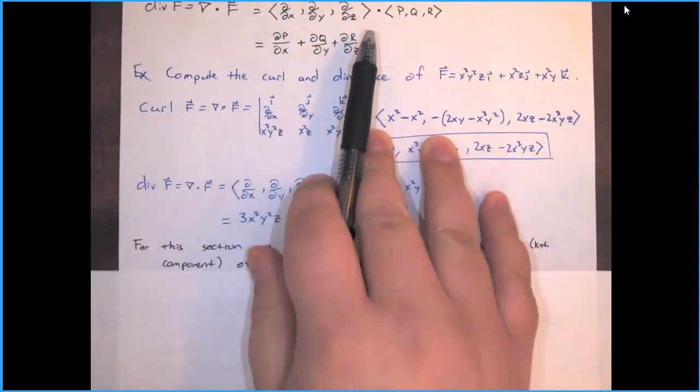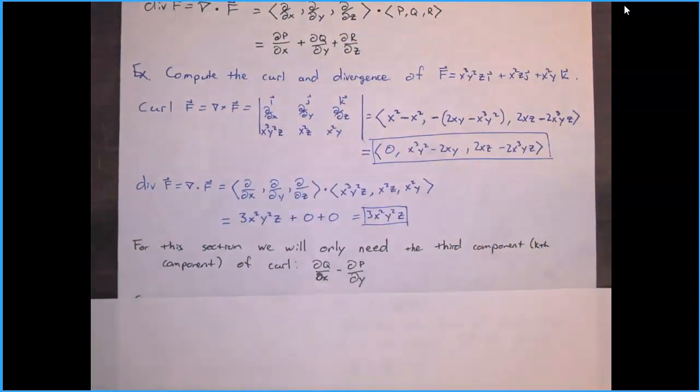In other words, we're just going to use the third component, or the k-th component of curl. So it's not technically going to be the curl, because curl should be a vector, but it's kind of a two-dimensional version of curl. It's the only possibly non-zero part we could have for a two-dimensional vector field.